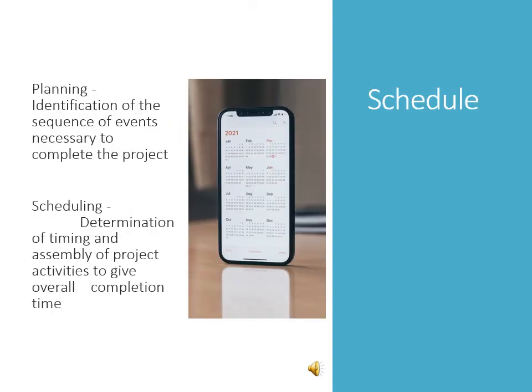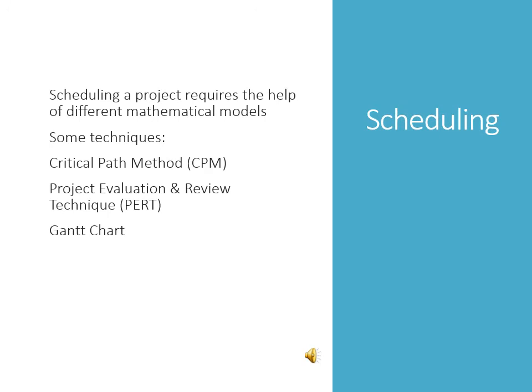For the schedule, we have planning, that is the identification of the sequence of events necessary to complete the project. It is linked with scheduling, which is the determination of timing and assembly of project activities to give the overall completion time. Scheduling a project requires the help of different mathematical models. Some techniques include the critical path method, the project evaluation review technique, the PERT we mentioned before, and also the Gantt chart.